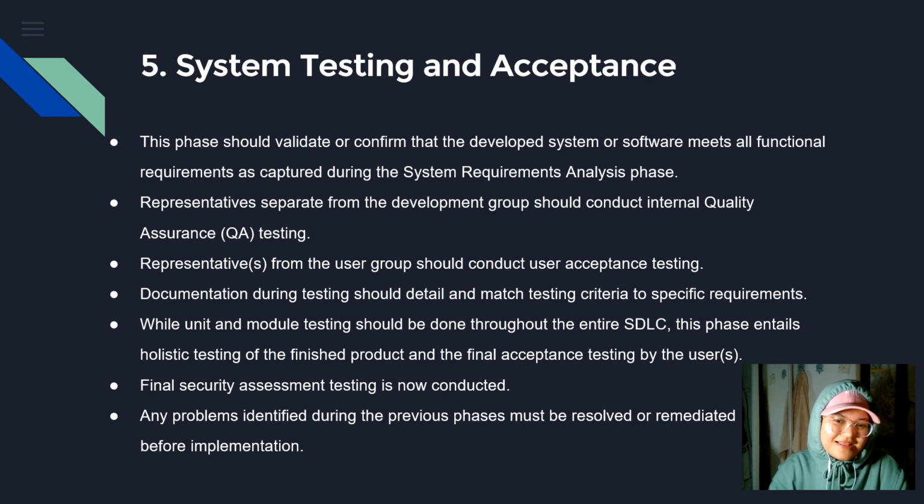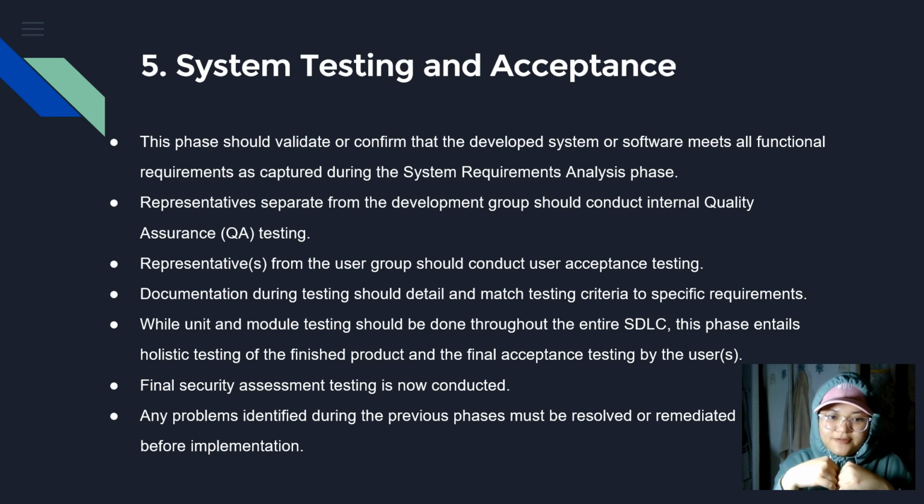Next, system testing and acceptance. This should validate or confirm that the developed system or software meets our functional requirements as captured during the system requirement analysis. Representatives separate from the development group should conduct internal quality assurance testing. Representatives from the user group should conduct user acceptance testing. Documentation during testing should detail and match testing criteria to specified requirements.